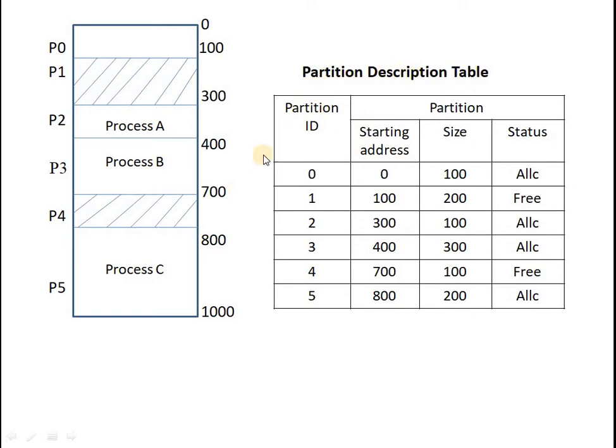The partition description table contains partition ID, starting address, size and status. So the partition IDs of these processes are 0, 1, 2, 3, 4 and 5. Let's start with the first process. How to show it in this table? It is P0, and its partition ID is 0. The starting address of this P0 process is 0, and the total size is 100 because it goes from 0 to 100. So the size of this process is 100, and the status is allocated.